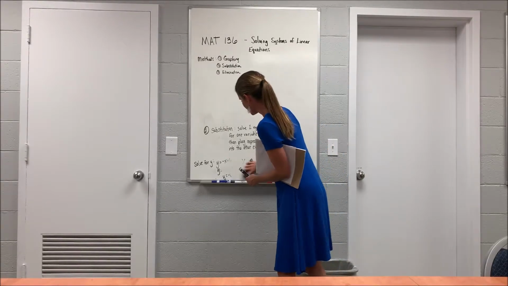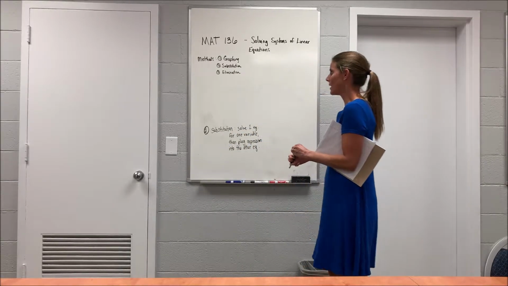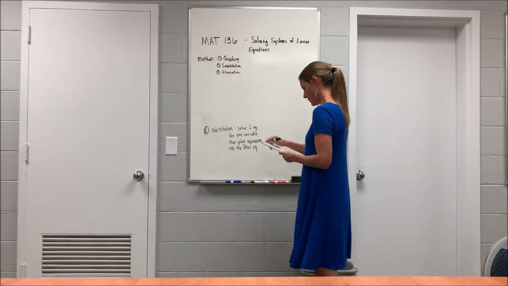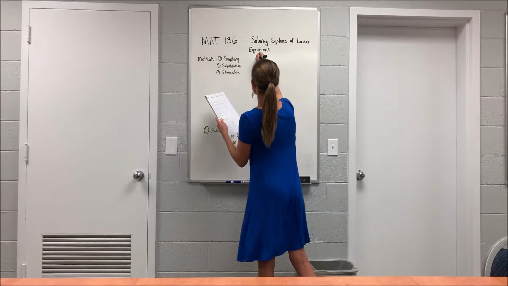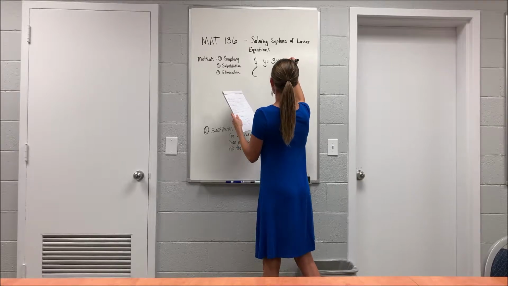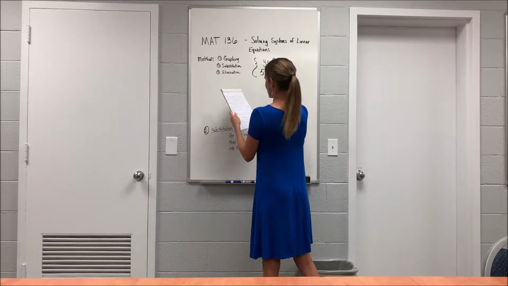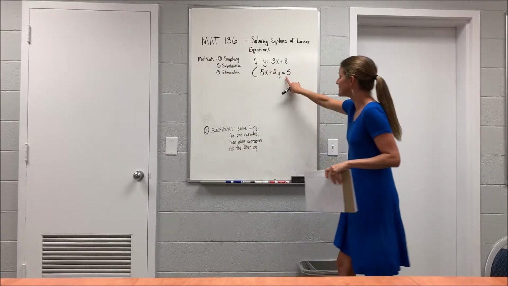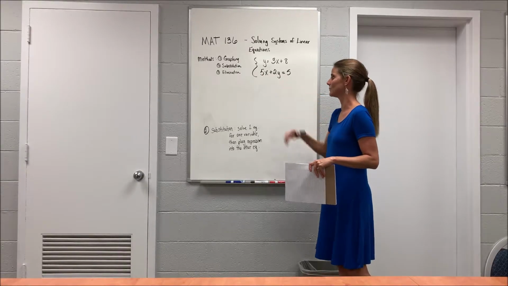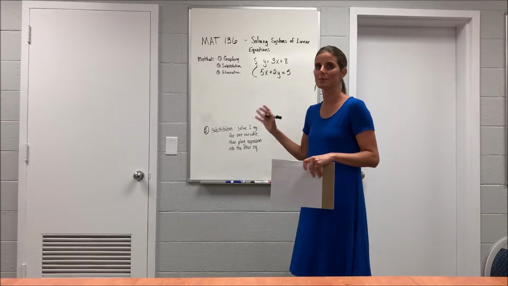Since we won't have y solved for. And this is actually, substitution is handy when you have these in what's called standard form. One of these equations is in standard form. We have y equals 3x plus 8 and 5x plus 2y equals 5. This is standard form, where ax plus by equals c is standard form.